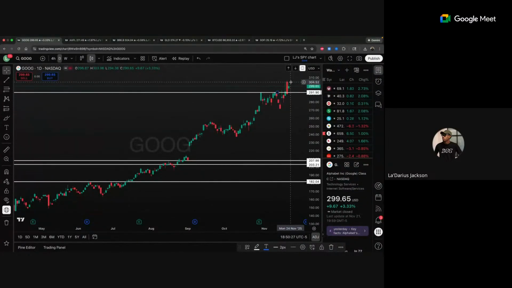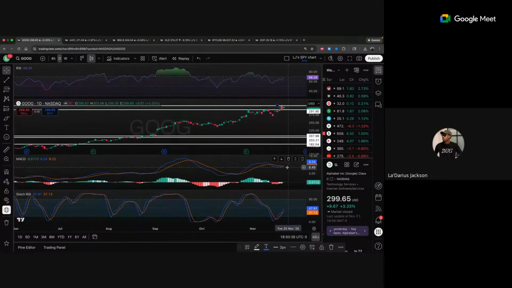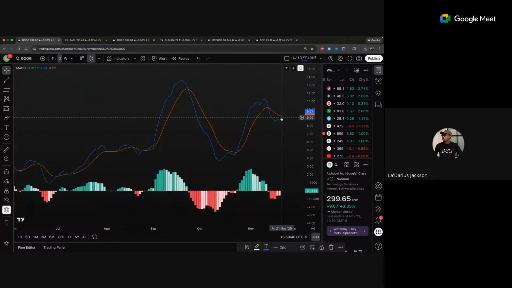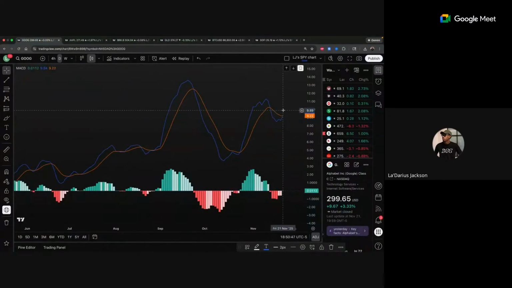So the level that I want to see us break tomorrow is 305. I want to see us make this breakout at 305, so then we can play calls to the upside. Also, we have a pending MACD crossover, which is sweet. Actually, I think that crossover happened. Yeah, that crossover happened. So it looks like we should be getting some bullishness on Google. Again, when you're reading the MACD, if you have the orange line on top, that means that you have some seller pressure being applied to the stock.